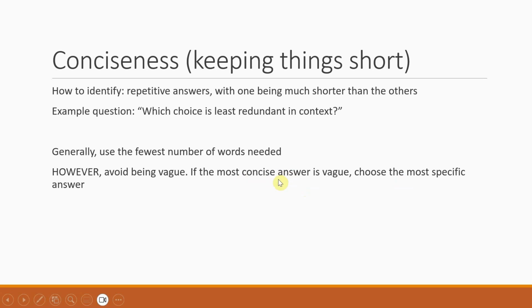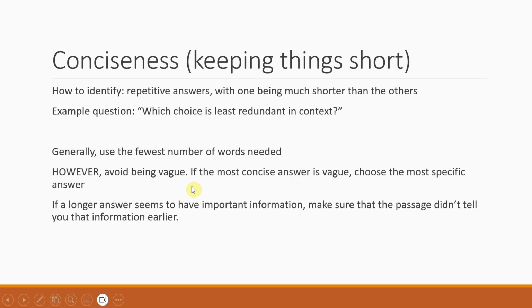Now, in this new test, they're probably going to have a new prompt, so what might look like conciseness, instead of asking which choice is least redundant, they might ask which of the following is the most clear, or gives the most precise information. So that's the nice thing with the new test, is you're going to have a better idea of what they're actually looking for. But keyword, never go with a vague answer. That's almost never going to be correct.